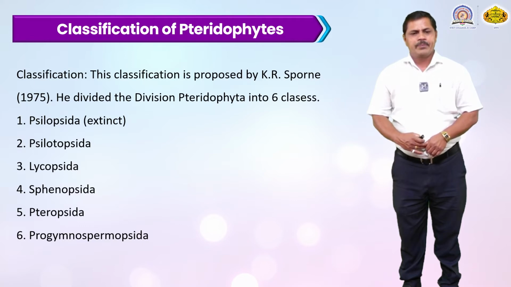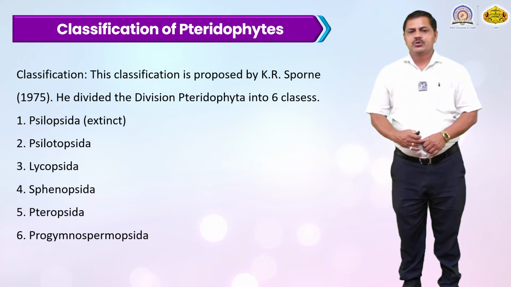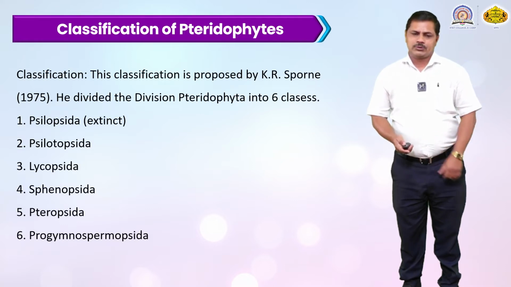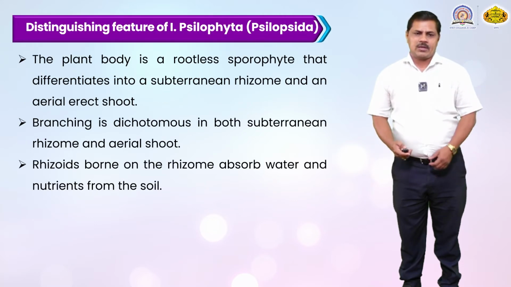Then Lycopsida, they are also a living form. Then Sphenopsida, which also survives on the surface of the earth. Then also Pteropsida, they also survive and grow on the surface of the earth. Then lastly the Gymnospermopsida. This is also living and survives on the surface of the earth. These are the 6 classes.